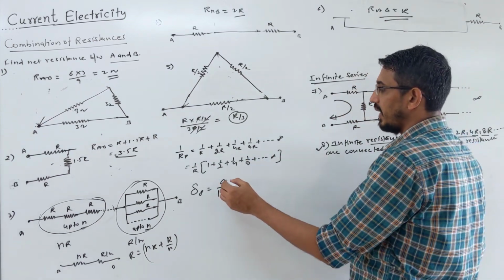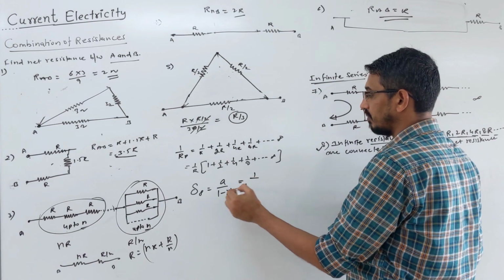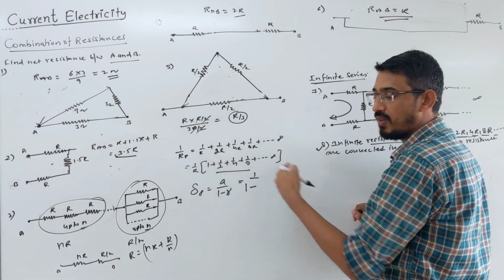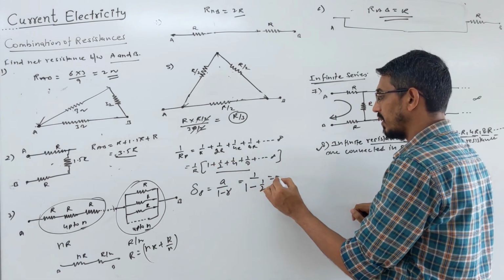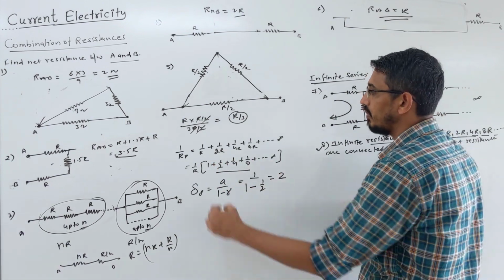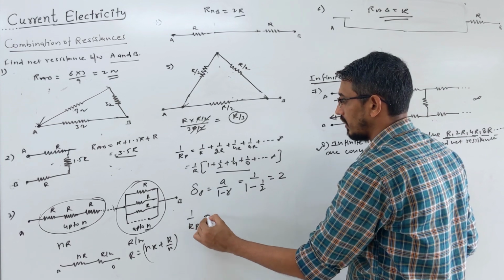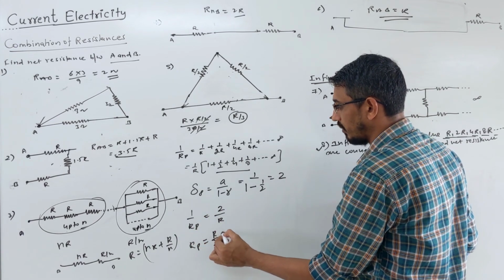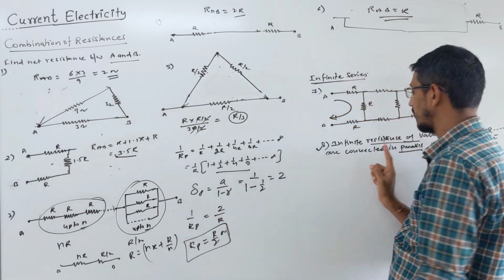So what is A here? 1. What is r here? The common ratio, so half, 1 by 2. Every time multiplying by 1 by 2. So 1 upon 1 minus 1 by 2 becomes what? 2. It means what is the answer? 1 by Rp is equal to 2 by R, or Rp should be equal to what? R by 2 ohm. That's the answer to this question.